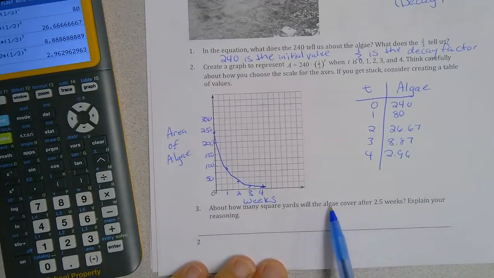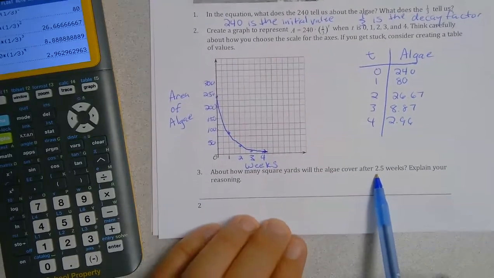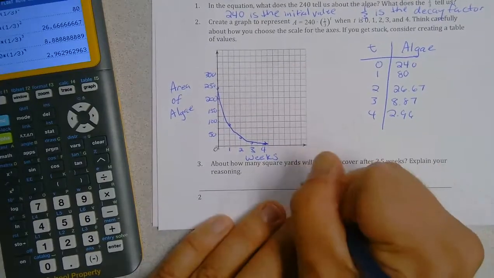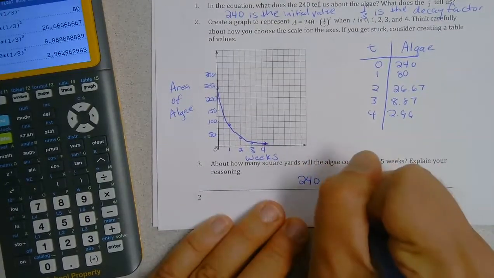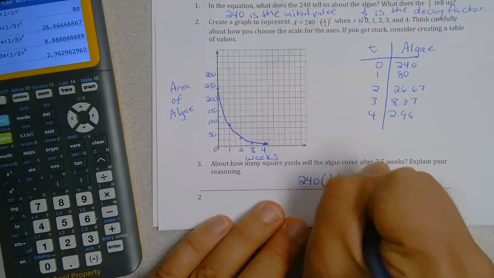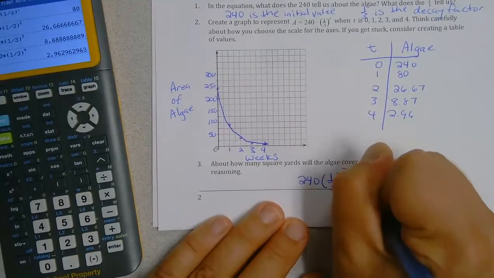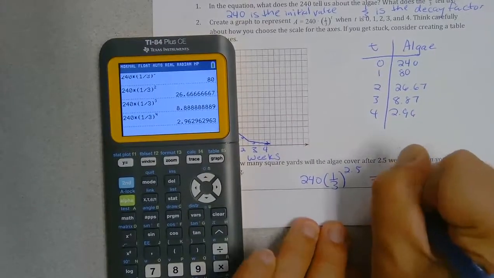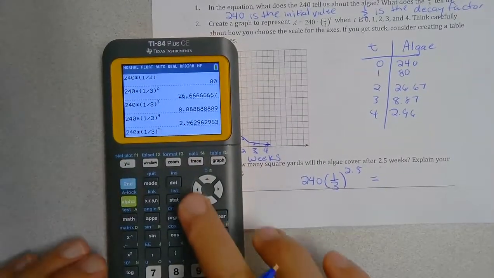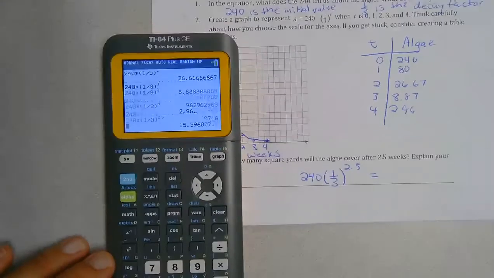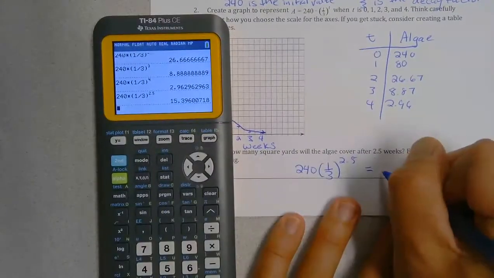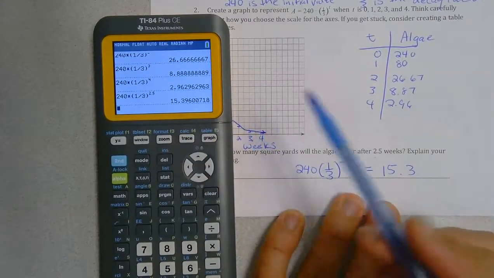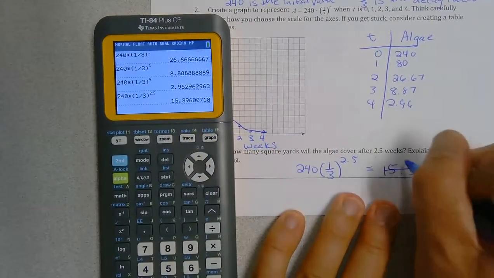So about how many square yards after 2.5 weeks? Explain my reasoning. So after 2.5 weeks, what I would do is go 240 times 1/3 to the 2.5. So there, I can put that in, hit second entry, put in 2.5, and I get 15.3, and I would round that to, not 39, but looks like 15.40.